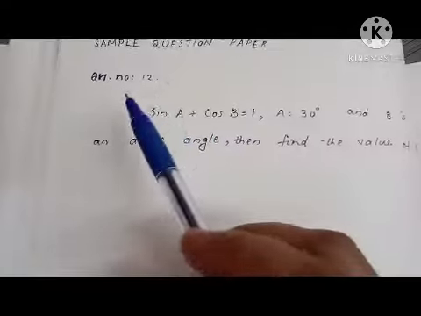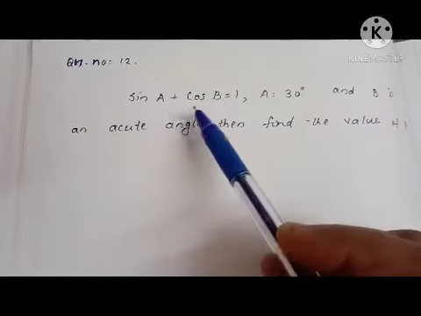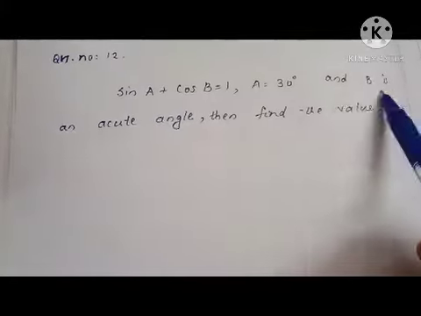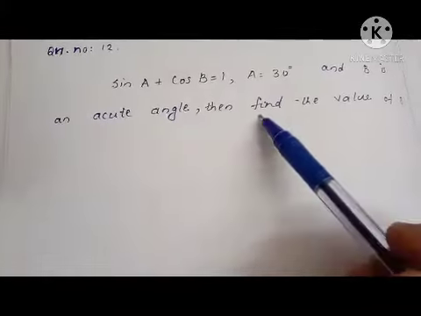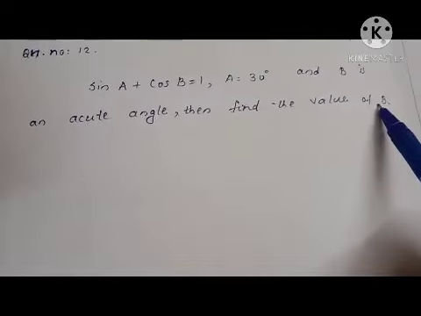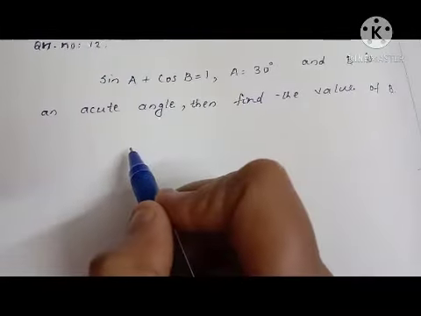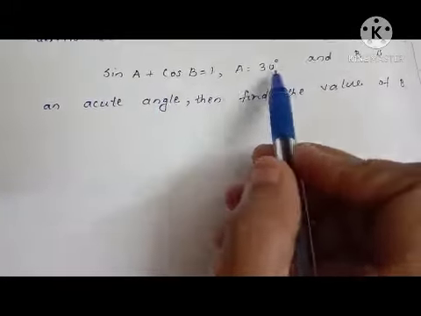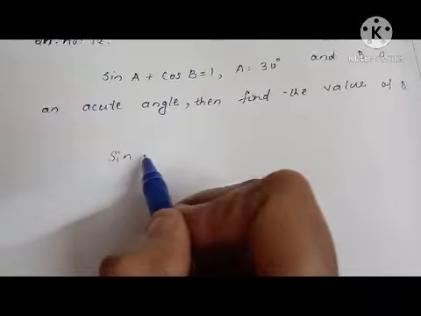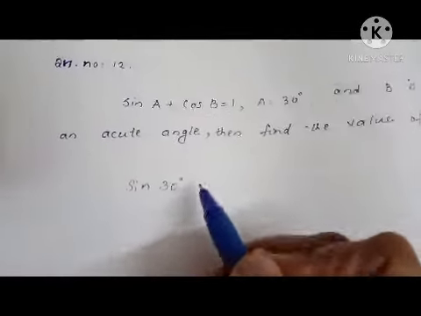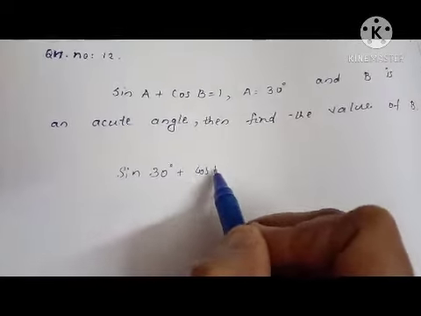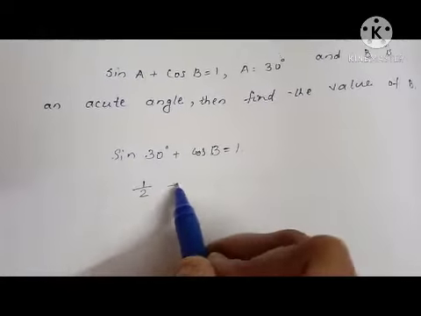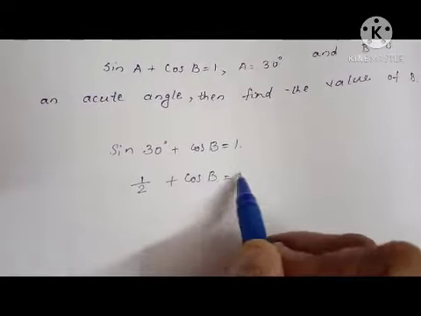Sample question paper, question number 12. Sin A plus cos B equal 1. A equal 30 degree and B is an acute angle. Then find the value of B. Here we have to substitute the value of sin A. A is given as 30 degree. So sin A we can rewrite as sin 30 degree plus cos B equal 1. Then what is the value of sin 30? That is 1 by 2. Then plus cos B equal 1.